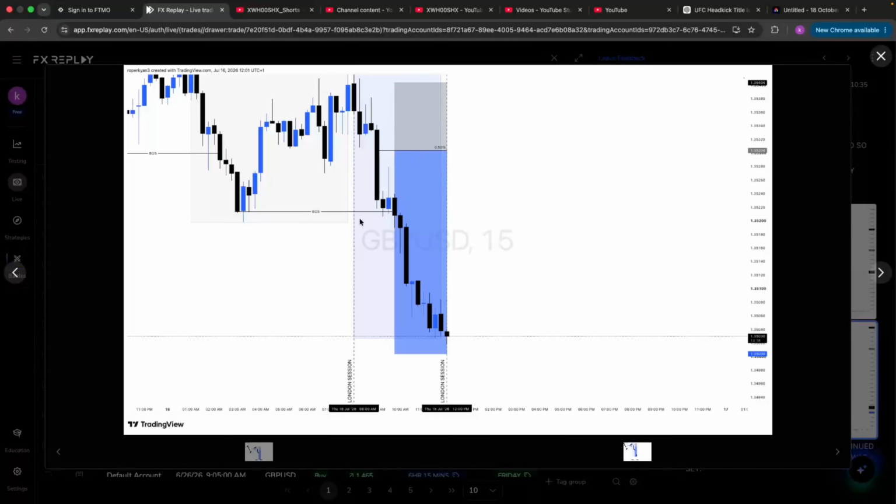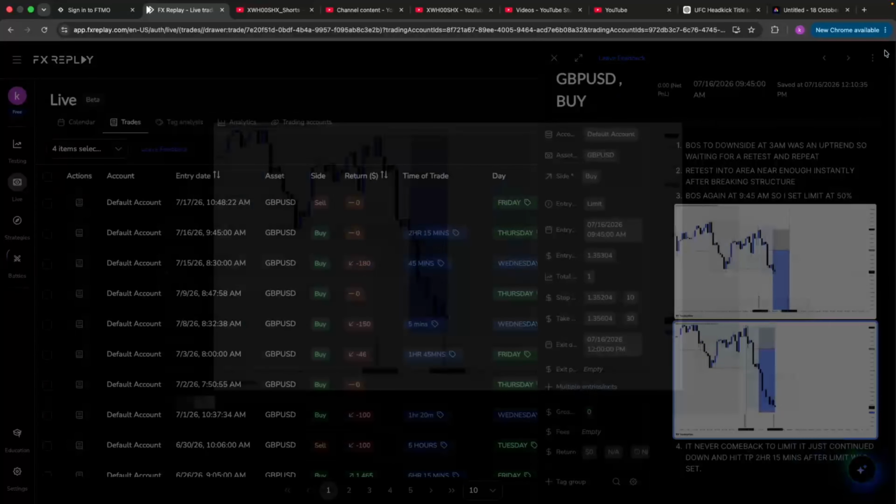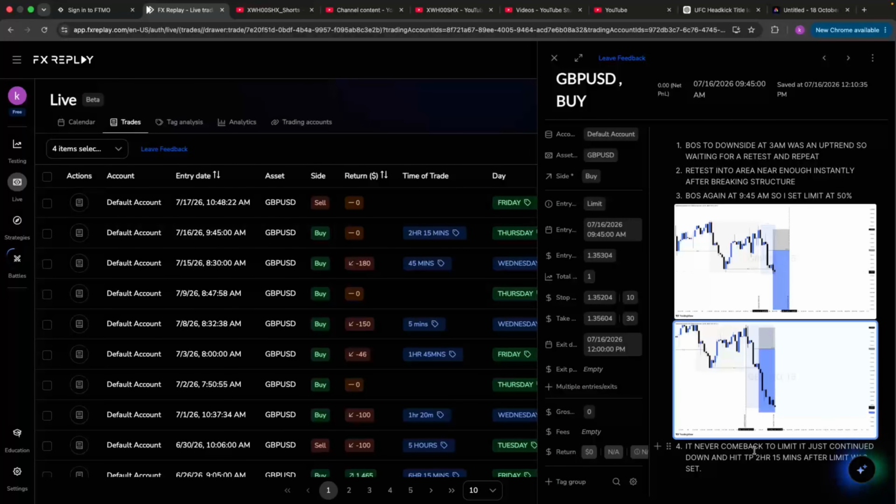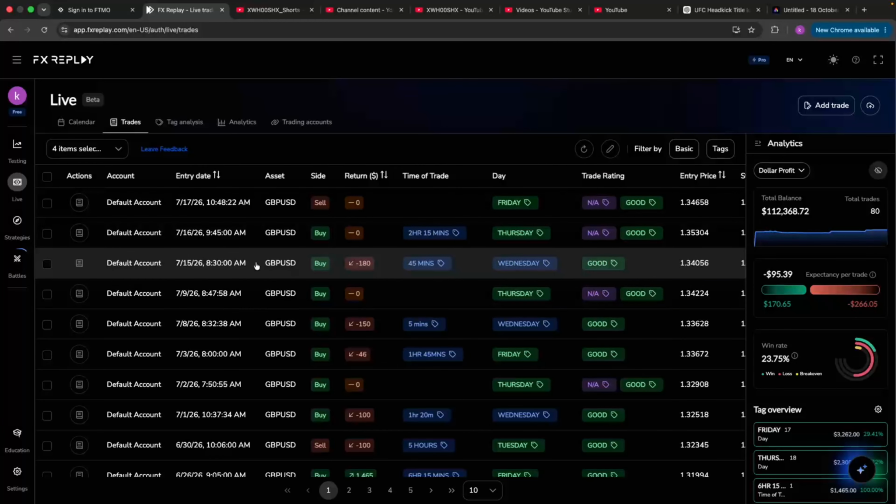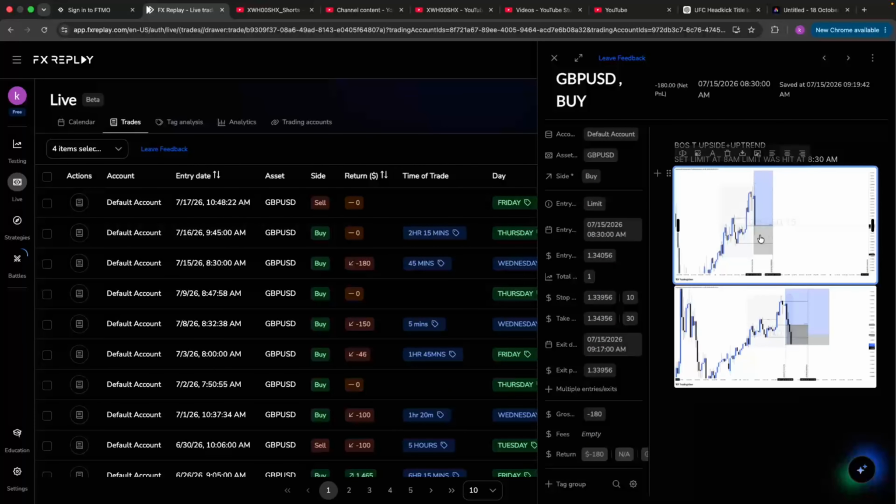Waited for the retest. Retest never happened. Went on to TP. It never came back to the limit, just continued down and hit TP 2 hours and 15 minutes after the limit was set. So that was that. And then this trade was the losing trade.